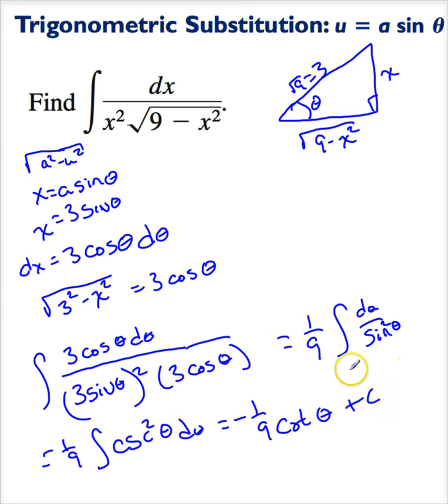plus c. But I need to get this back into my x terms. So let's go back to your triangle. What is the cotangent? Well, the cotangent is the square root of 9 minus x squared over x. So this is minus 1/9 times the square root of 9 minus x squared over x, plus c. And you can leave it this way.